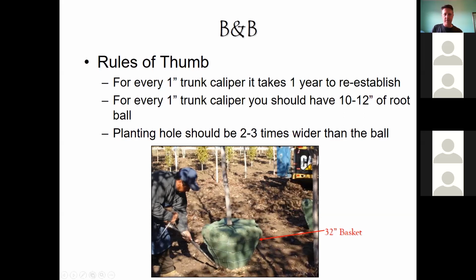So for this particular tree, we got a 32-inch basket, and this is something around a 2 to 2.5-inch caliper tree. And there are standards in the nursery industry for how big the root ball has to be based on the type of tree it is, and how big that tree is. So typically, evergreens tend to need wider root balls than a lot of the deciduous trees do, and so there's a different industry standard for those.